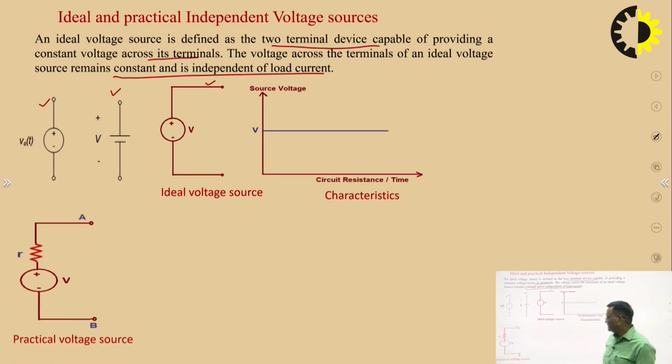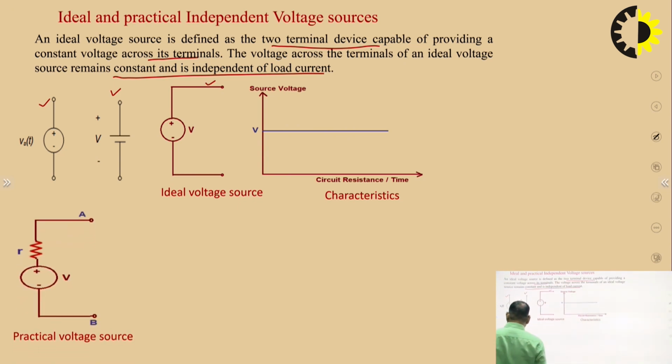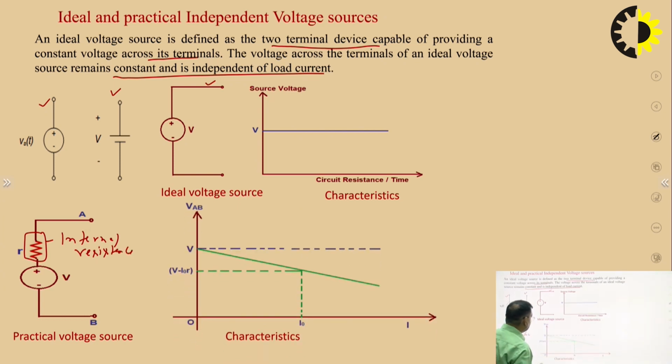We can have the practical voltage source. It has some internal impedance, internal resistance. Here the internal resistance is 0. So the ideal voltage source has 0 resistance, whereas the practical voltage source has some internal resistance. Then we have the IV characteristics of the practical voltage source.